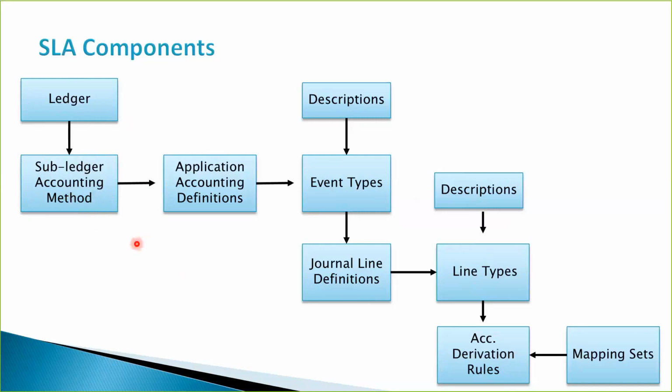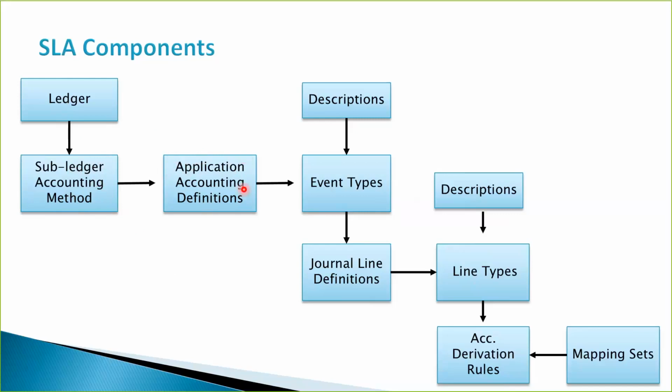So this is why you would want to create a secondary ledger, because you want to use more than one sub-ledger accounting method. So maybe for one ledger you want to have accrual, and for the other one you want to have cash. One sub-ledger accounting method will have multiple application accounting definitions, because you'll have multiple sub-ledger modules.